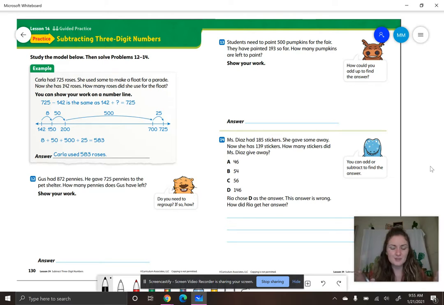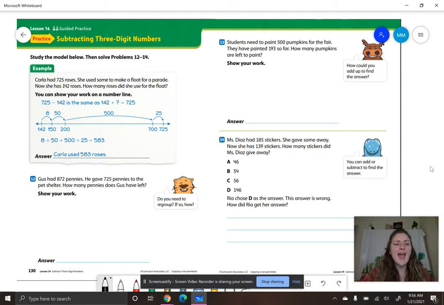Before we start on number 12, we need to know what page we're on. We are in our instruction book on page 130 and 131. So go ahead and pause the video and get open to those pages if you need to. All right, so you are open to page 130 and 131. Before we start on number 12, let's look at the example it gave us.